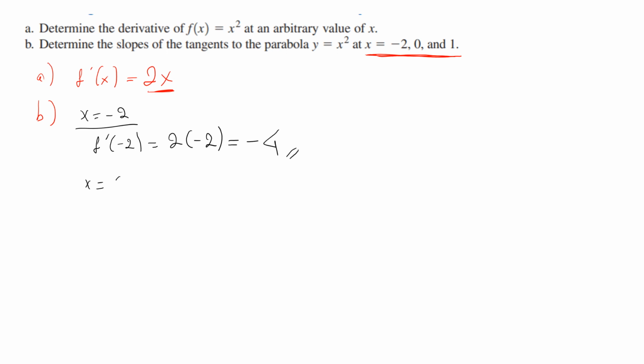Another slope is at 0, which I can find by plugging in at 0. It's just going to be 0. Another one is x equals 1. Plug that into your derivative, and you would be getting 2. So these are your solutions.